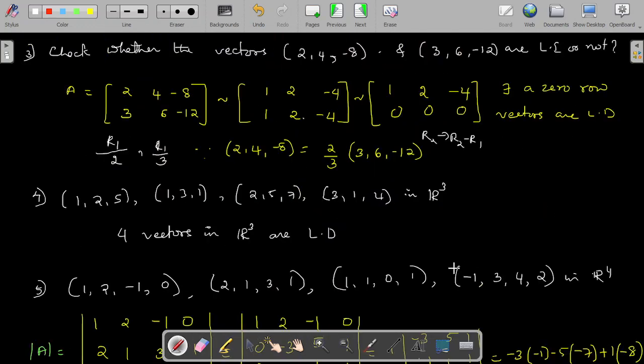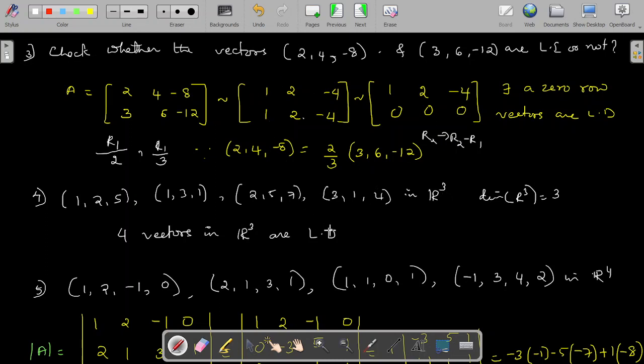One more question. Here, four vectors are given. These are four vectors in R cube. We have the first point: n plus 1 vectors of a vector space whose dimension is n are always linearly dependent. Here, there are 4 vectors and the dimension of R cube is 3. Now, any 4 vectors in R cube are always linearly dependent.